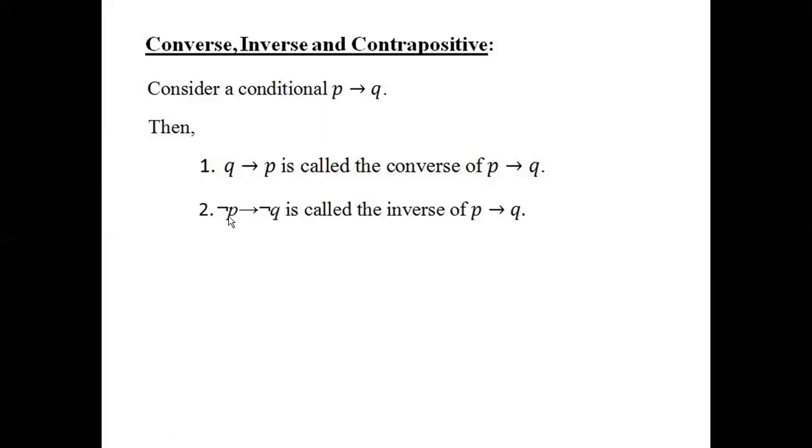Similarly, inverse: negation P conditional negation Q gives us the inverse of P conditional Q. And lastly, the contrapositive, that is negation Q conditional negation P, gives us the contrapositive of P conditional Q. So P implication Q is the given conditional for us. For this, the contrapositive is negation Q implication negation P.